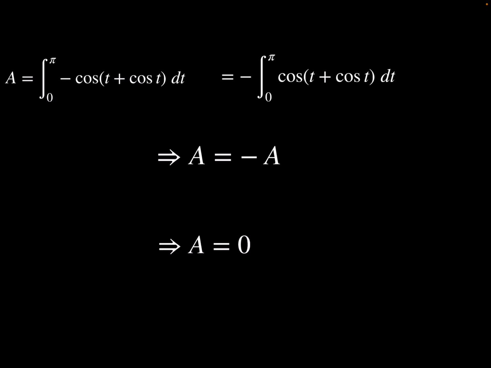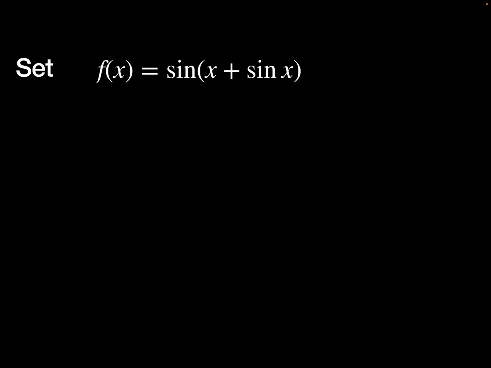Now let's move on to the second integral. Here we're going to denote by f the function defined by f of x equals sine of x plus sine of x. And we're going to prove that this function is odd and it's 2 pi periodic.